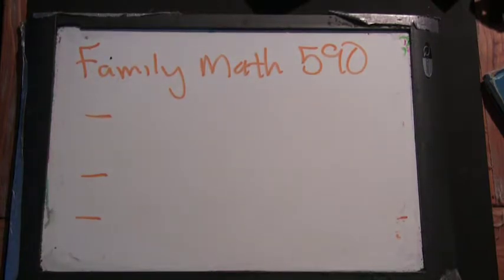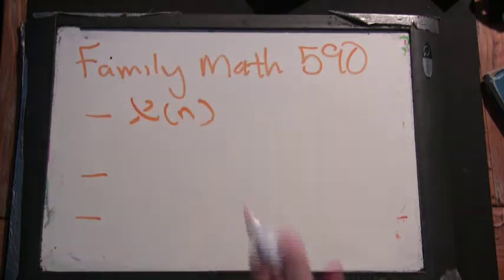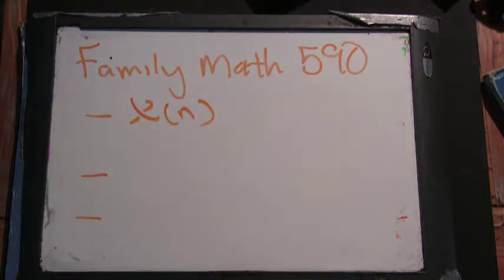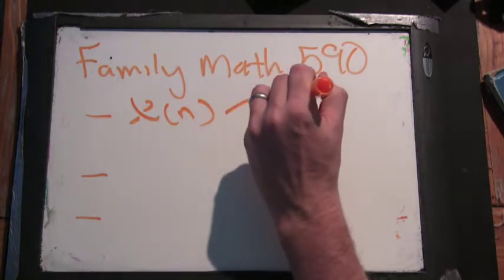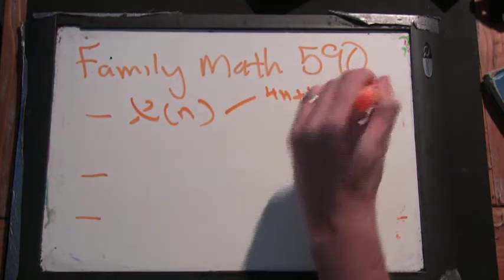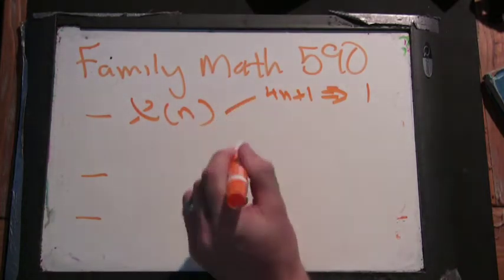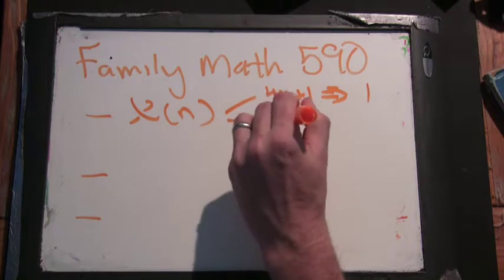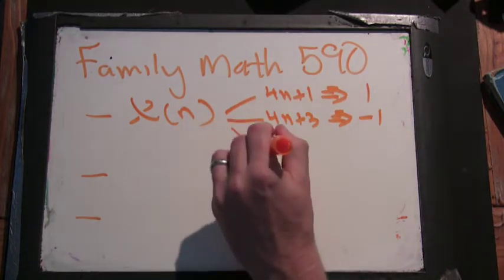The chi function. Okay, the chi function. Chi of n. And how was that function defined? Well, if you put in a number, chi of n, if n is 1 more than a multiple of 4, it spits out 1. If n is 3 more than a multiple of 4, it spits out -1. If it's even, it's 0.